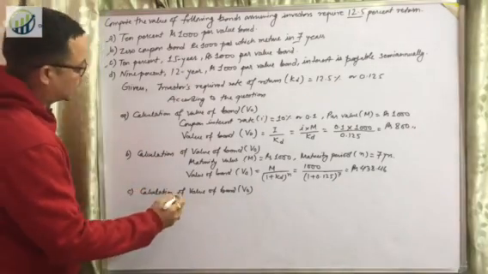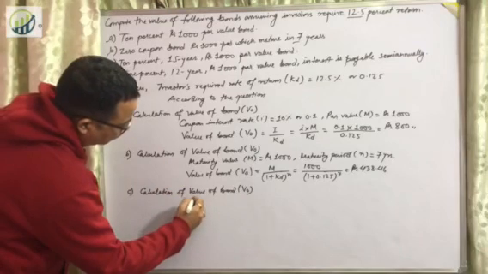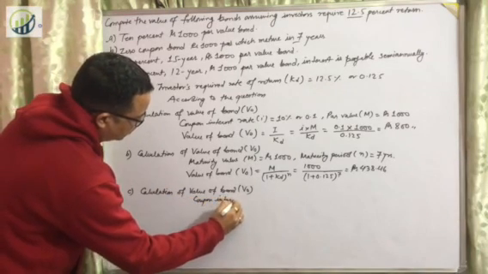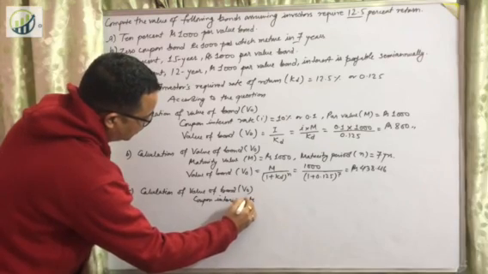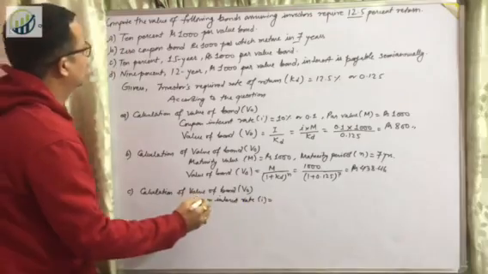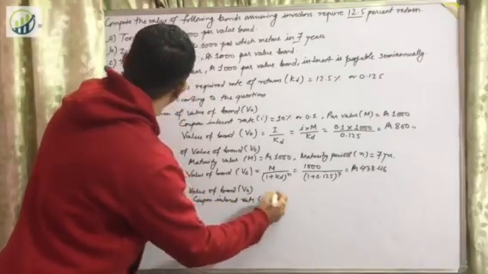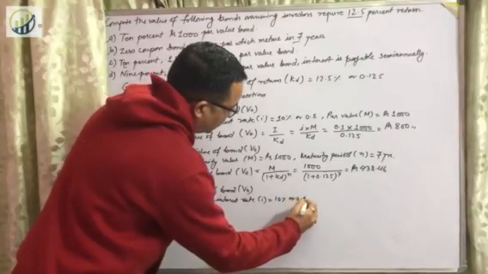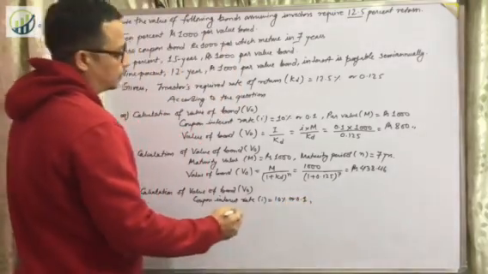So let's first write what is given here. Coupon interest rate, that is your here 10% or 0.1. Then you have maturity period.